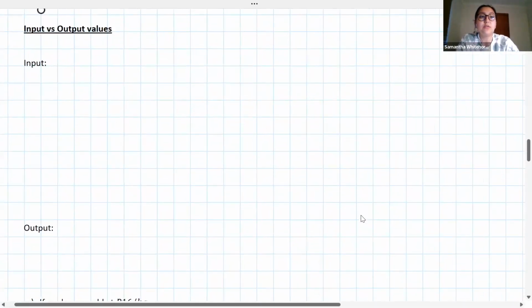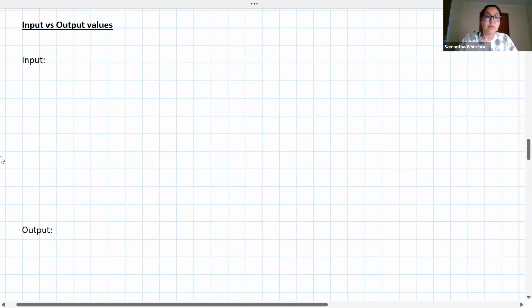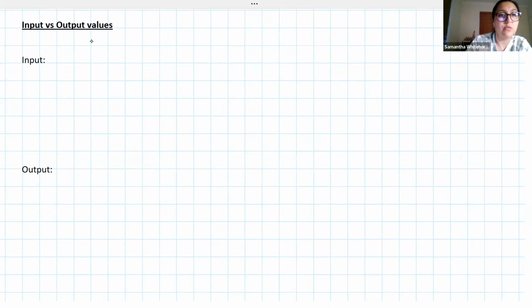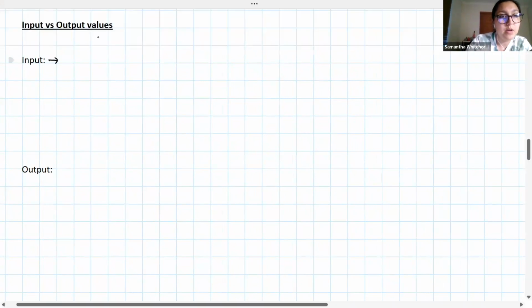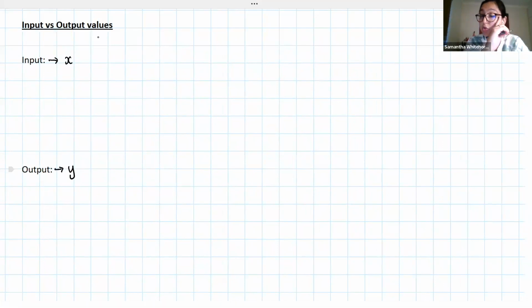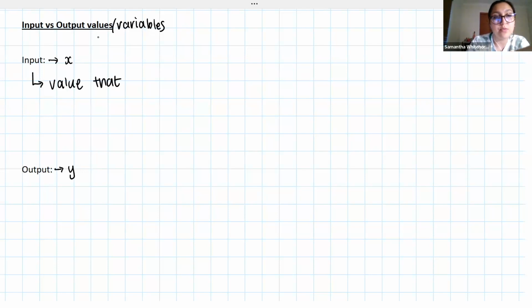Okay, so guys, we've got two different types of values or two different types of variables. We can use either phrase to work with it or to describe it. We have input and output values. All right, so we know that we represent input values with an X variable and output values with a Y variable. So two different variables that we work with. Okay, our input value is a value that we apply a rule to get an output value.